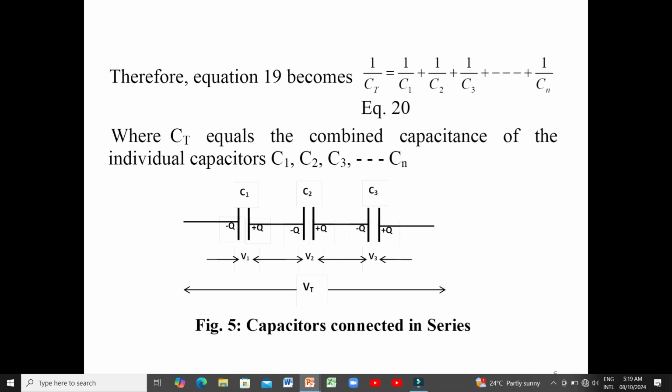Therefore, equation 19 becomes 1 over Ct equals 1 over C1 plus 1 over C2 plus 1 over C3 until you get to Cn. Therefore, Ct equals the combined capacitance of the individual capacitors C1, C2, C3 to Cn. Figure 5 shows capacitors connected in series.